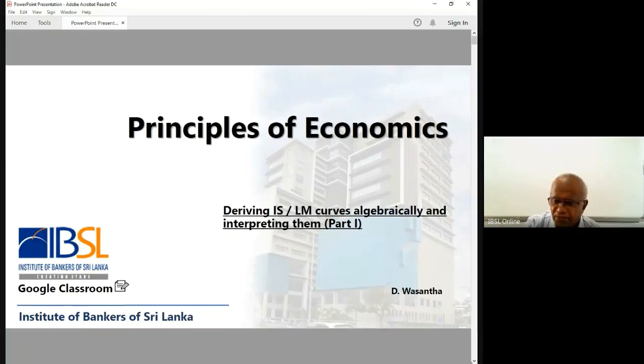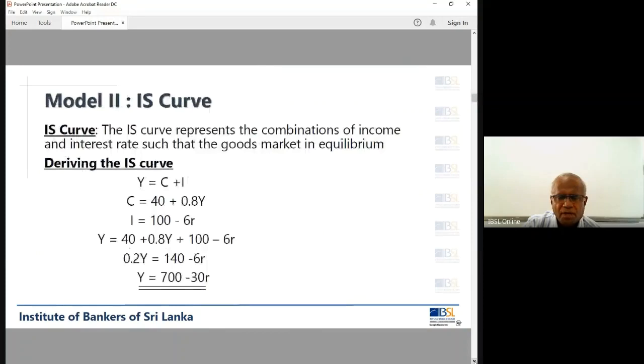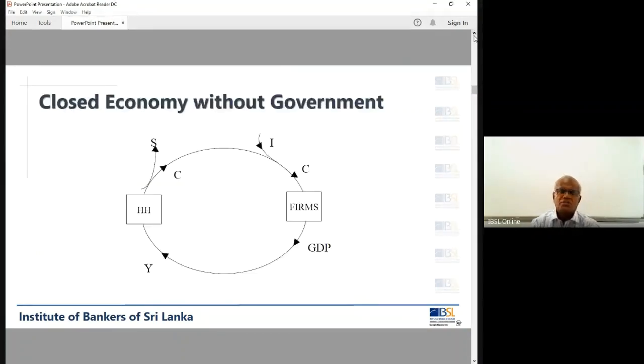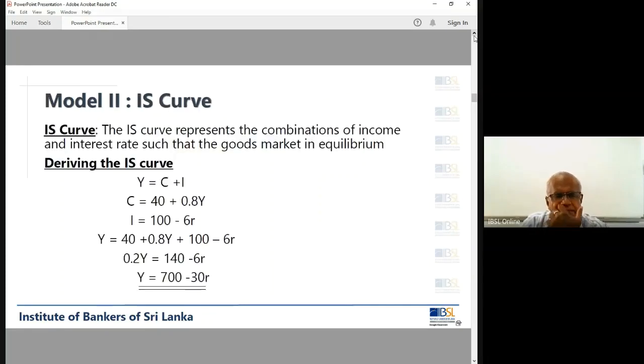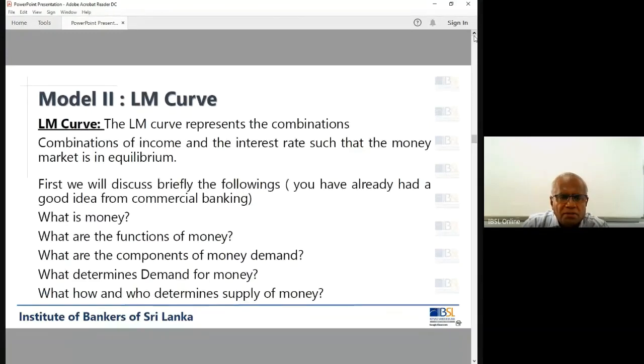Then we derived those two curves for the simple model, that is for this model: the closed economy without government. A very simple model, a primitive economy, with no government, only the business sector, companies, and the households. First we derived the IS curve, then we derived the LM curve. We asked some questions about the LM curve.